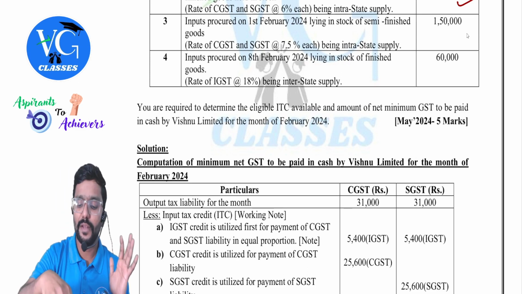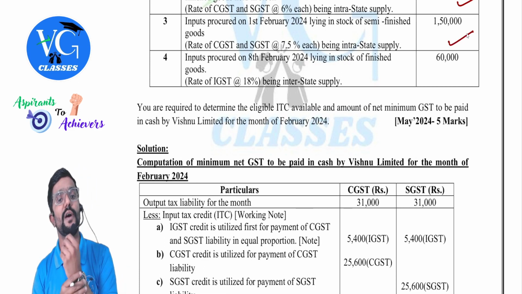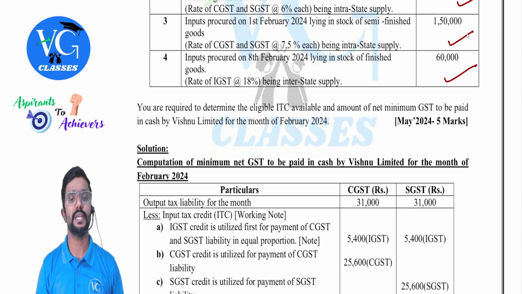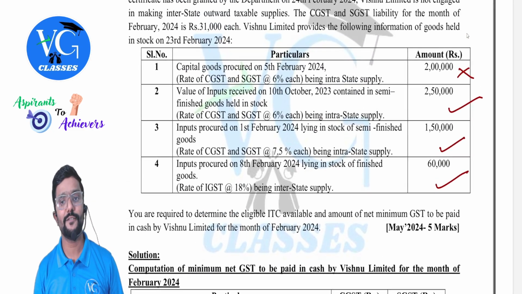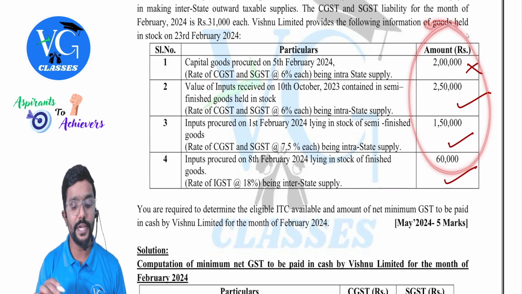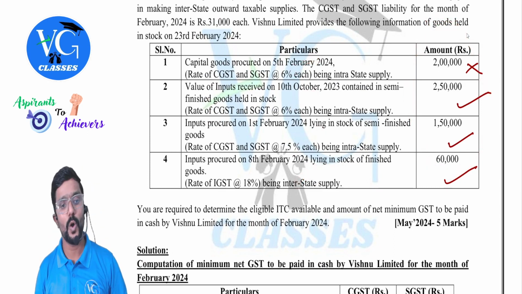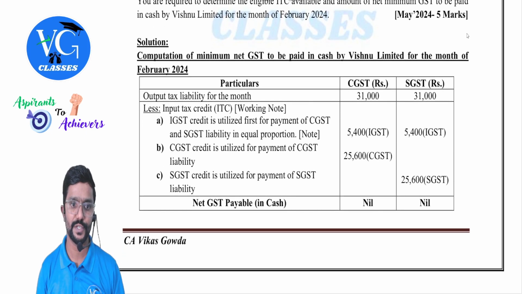Okay. Sir, is credit available here? Yes. Next one. Inputs procured on 8th February 2024, lying in stock of finished goods. Is credit available for this also? Yes. IGST is 18%. Okay. And please be careful, guys. What amount is given here is not GST amount. We need to apply these rates and calculate GST amounts. Okay, sir. You are required to determine eligible ITC and net minimum GST to be paid in cash.